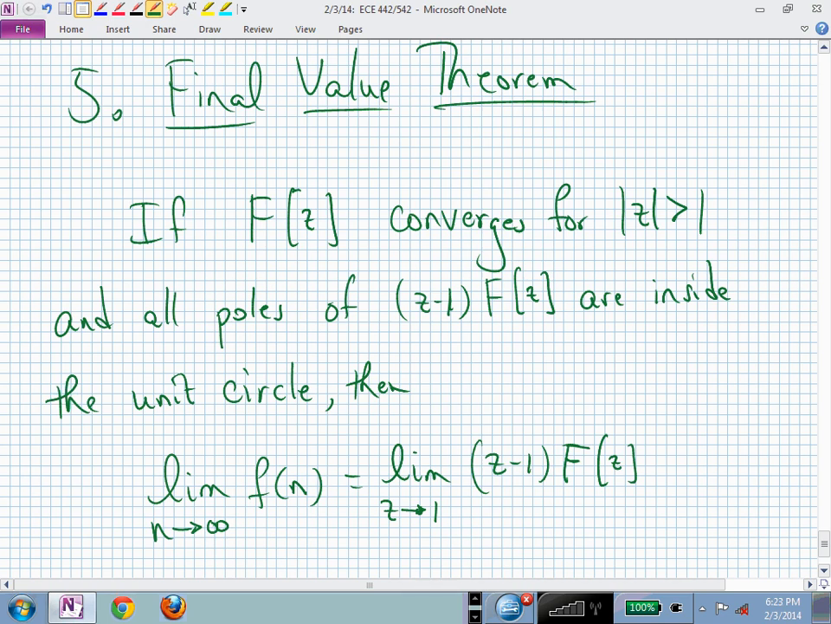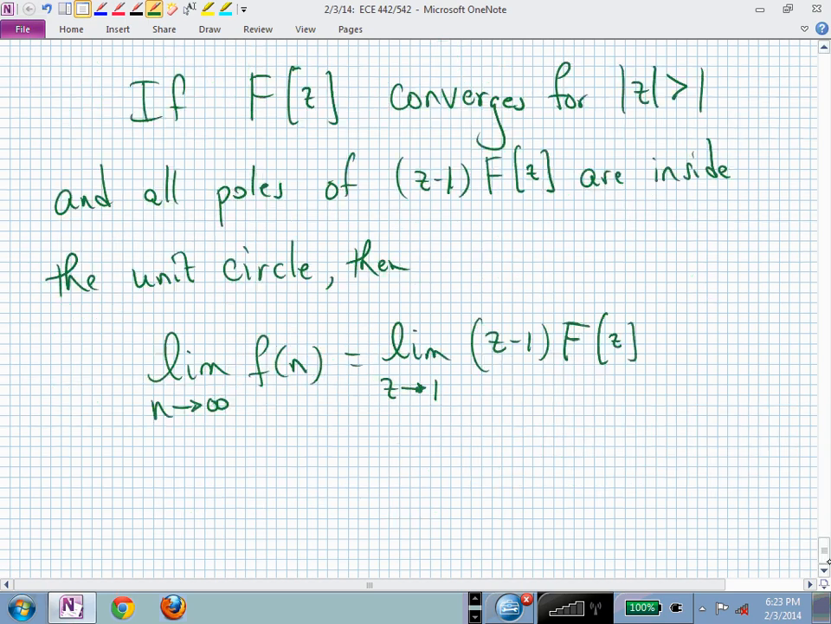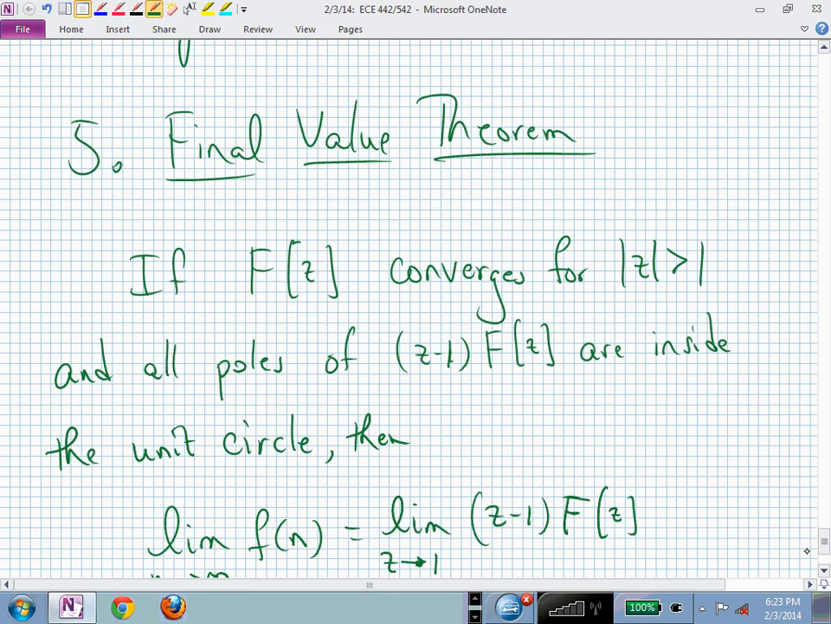Other questions? And you might want to go home and play with some examples. Look at some f of z's that you're comfortable with and see what happens when you apply this limit or this final value theorem.